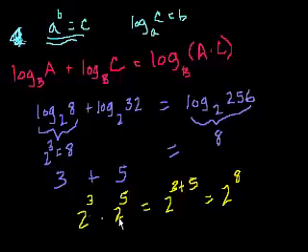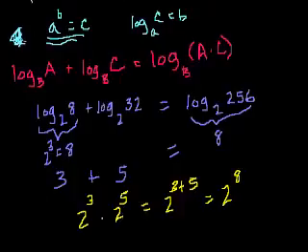Because when you multiply two exponential expressions of the same base, you can add their exponents. Similarly, when you have the log of two numbers multiplied by each other, that's equivalent to the log of each of the numbers added to each other. This is the same property. If you don't believe me, watch the proof videos.